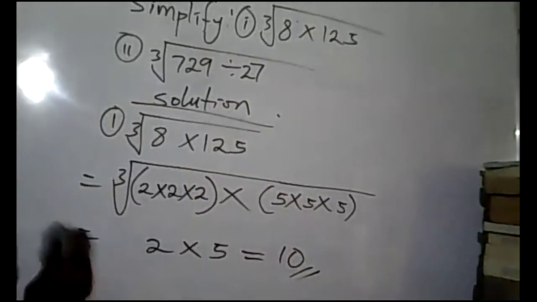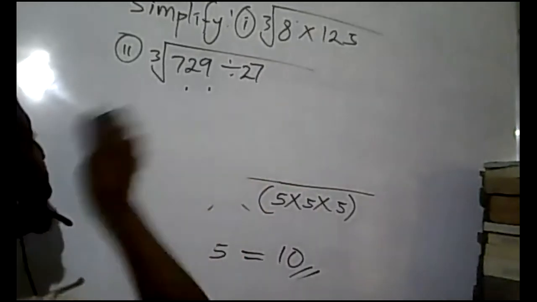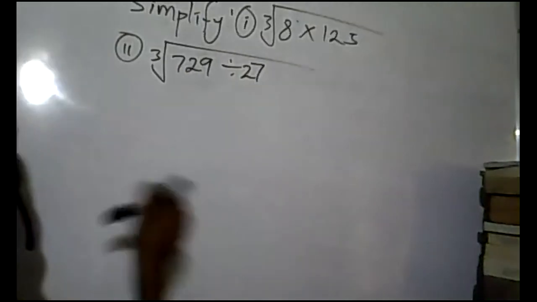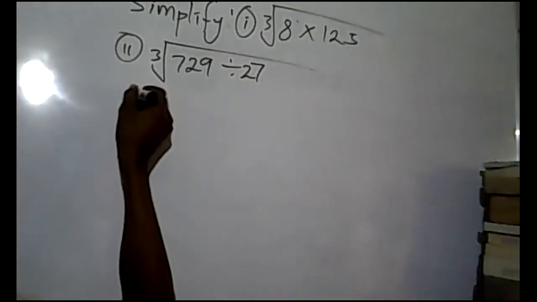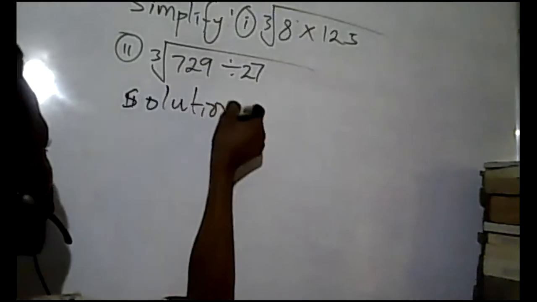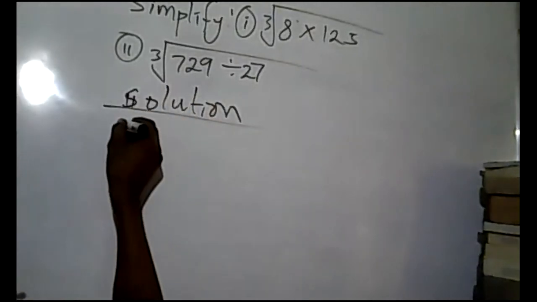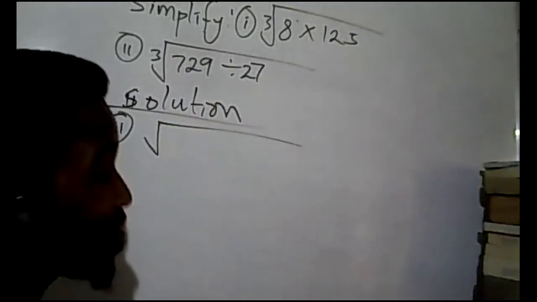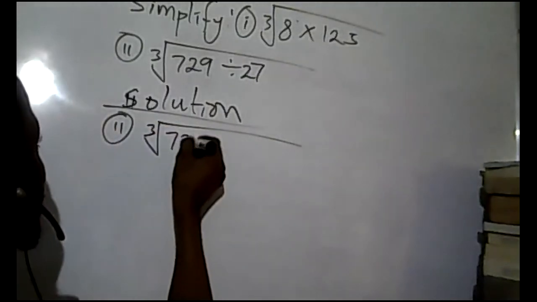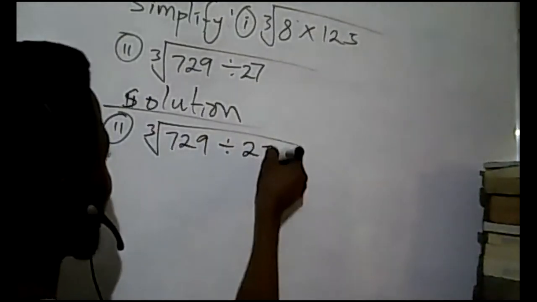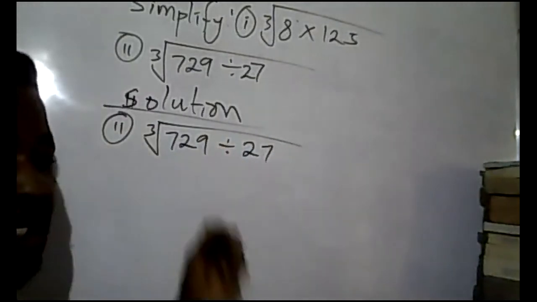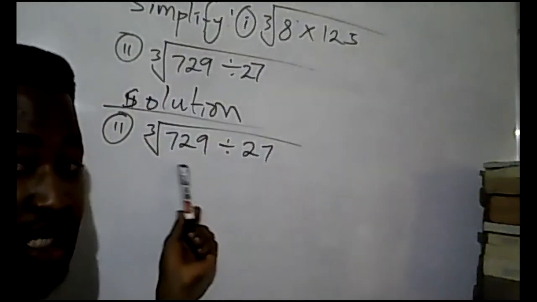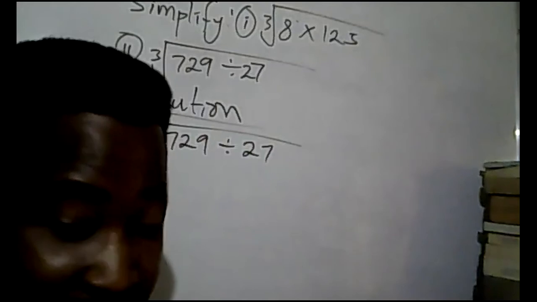Okay, let's go to the next one. Number 2 now. We've also done this in the other example, when we did the cube root of 729, the cube of 9. Can you remember? Now, what number multiplied by itself gives us 729? Do you remember? Yes, it's 9.